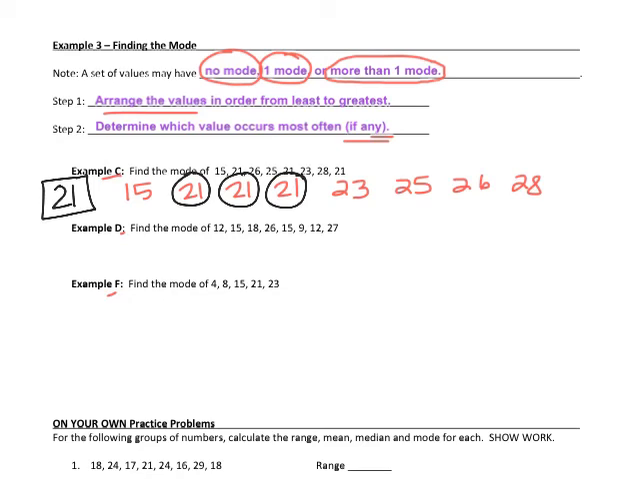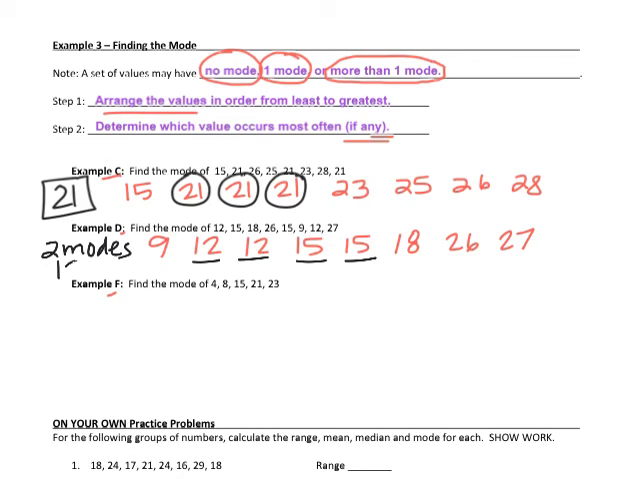First of all, we want to put the numbers in order to identify if there are repeated values. It looks to me like the number 12 occurs twice and the number 15 occurs twice in example D. So this time we have 2 modes and they are going to be 12 and 15 because they occur at the same frequency. So they both appear twice. If there was a number that appeared 3 times, then neither one of those would be considered modes. It would be the number that appears 3 times. But because they both appear twice, they're both considered modes for this set.